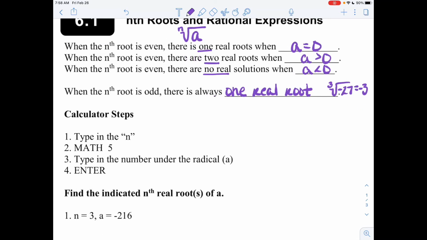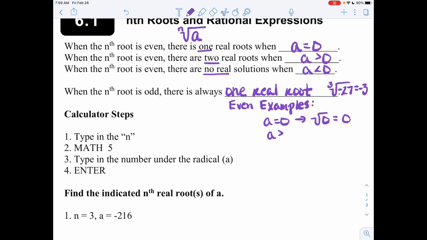I want to also show you some examples of the even N values, but I'm going to write them down here where I've got a little bit of space in my notes. So for A equals 0, that would be something like the square root of 0, or it could be a fourth root or a sixth root. It honestly doesn't matter. If the A value is 0, then our root is going to be 0. And since 0 can't have a positive or negative, that means that there's only one real root.